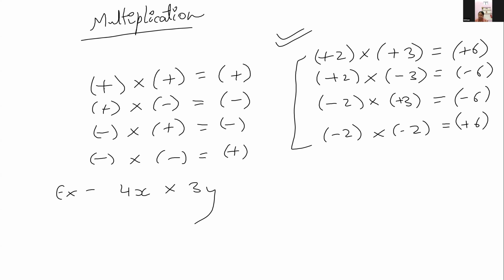So first multiply the numbers. 4 into 3 is 12. And then write the xy together. Okay, like this we find it. Alright. It becomes 12xy. Okay, let's take one more example.